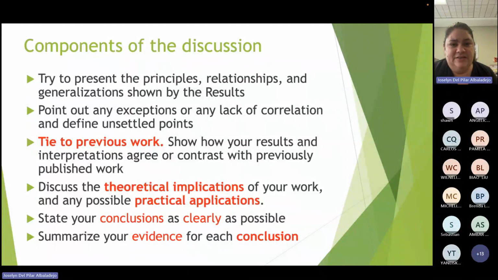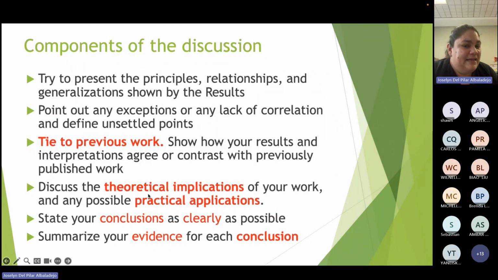Components of your discussion. It should have the relationships, those results that you already stated what they were. It should point out if there are any limitations, if there are things that are not quite understood or unsettled points. It should be tied to previous work. That's where you use references to support your interpretations, right? You're making an argument for yourself, for your work.